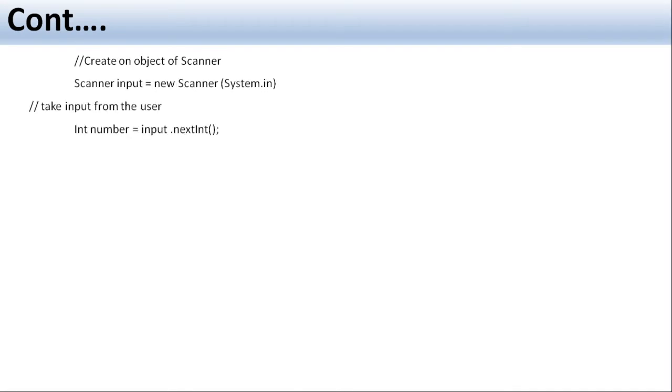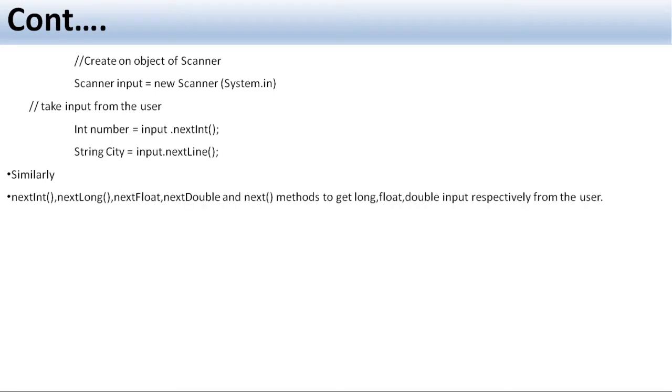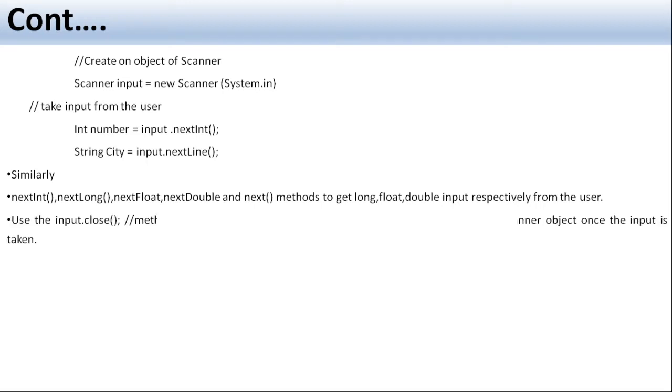This is the syntax to create a scanner input: new Scanner(System.in). For that we have to create the object and take input from the user as int number = input.nextInt() and String city = input.nextLine(). Similarly we can use nextInt, nextLong, nextFloat, nextDouble and next methods to get the different data types respectively from the user.